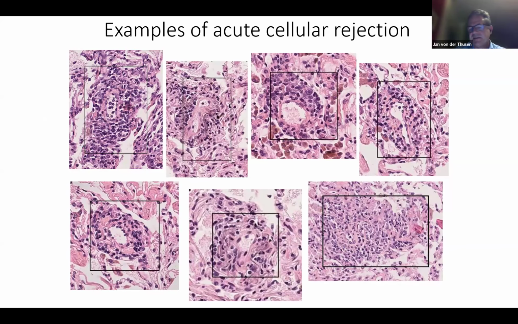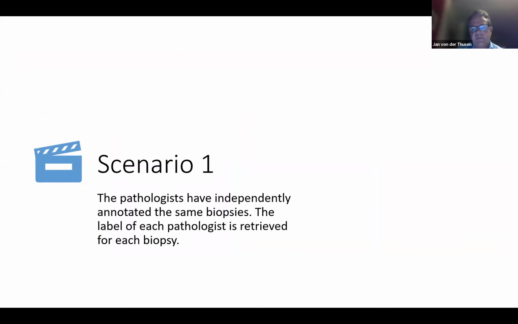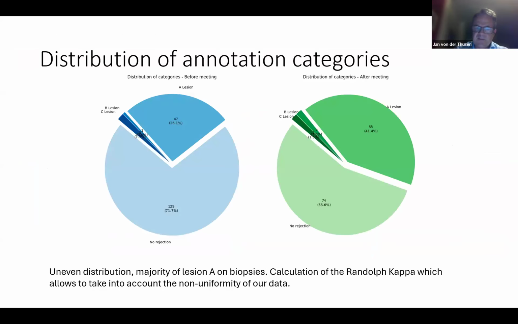And there are some more examples here. That's actually quite easy to do within this annotation tool. Now, there were two ways in which we assessed the data and actually also trained the pathologists. In the first way, we had a scenario in which the pathologists were independently annotating the same biopsies, and then we had a training session in between, and then we had a second phase in which the same pathologists annotated different biopsies, and we just looked at the distribution of the various diagnoses and the various ROIs that we'd annotated. And something interesting happened.